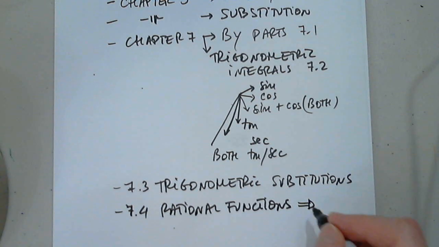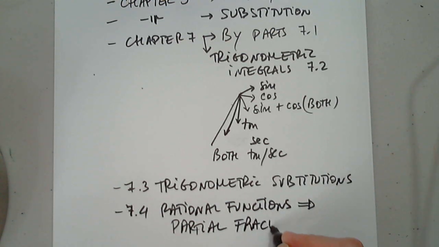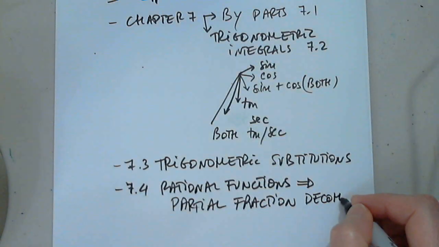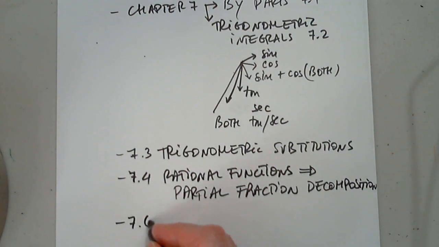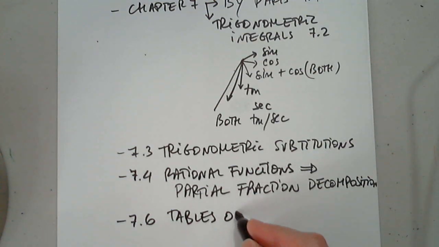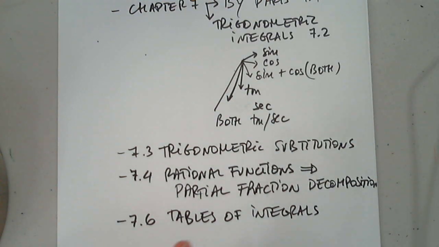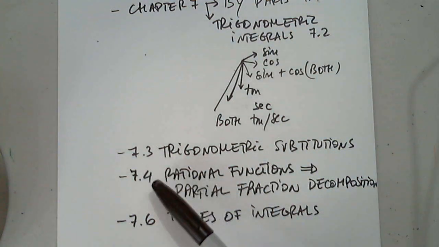The method of partial fraction decomposition for rational functions. And one more, which will be in 7.6, basically tables, using tables of integrals. So this is what we are looking at in chapter 7. 7.1, 7.2, 7.3, 4, and 6.